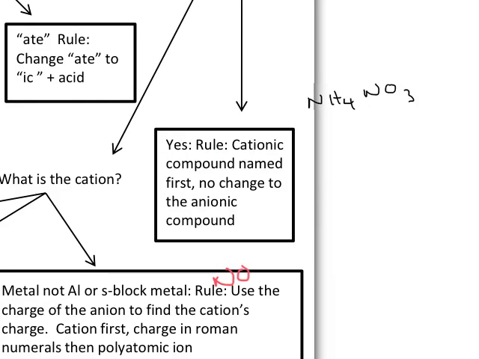So for instance, we have more than 2 elements. We have N, H, and O. We've not bonded additional H's because this is the polyatomic ion ammonium. So no additional H's have been bonded to ammonium. And this is the polyatomic ion nitrate. So both the cation and the anion are made of polyatomic ions. So this one's name is simply going to be ammonium nitrate, a common fertilizer ingredient.